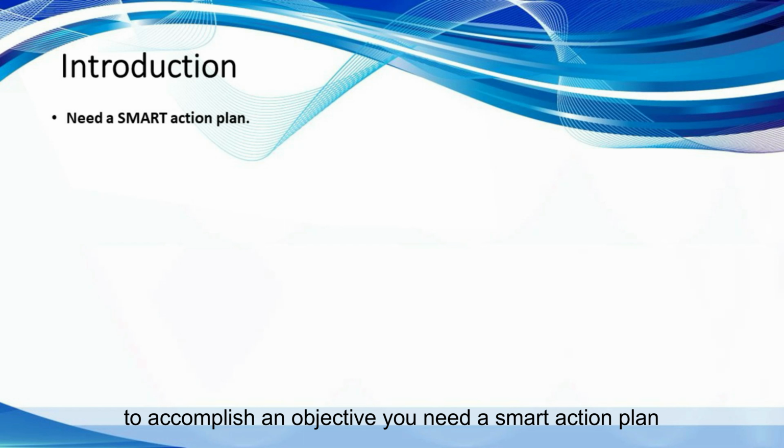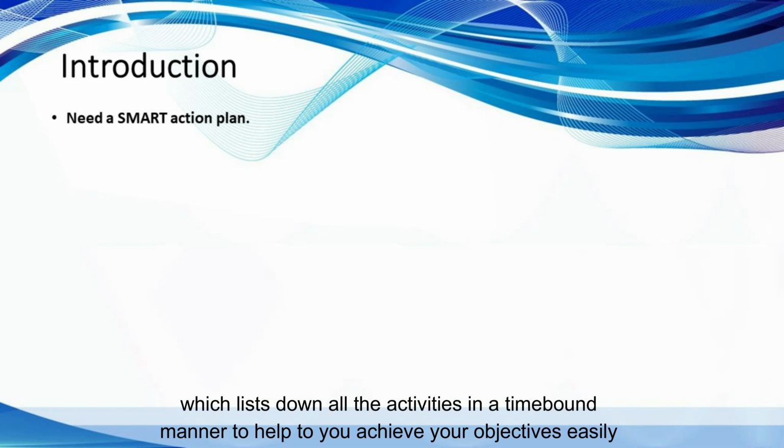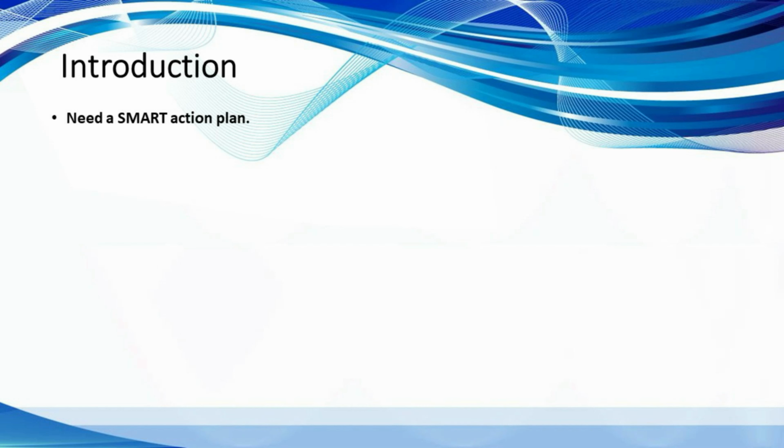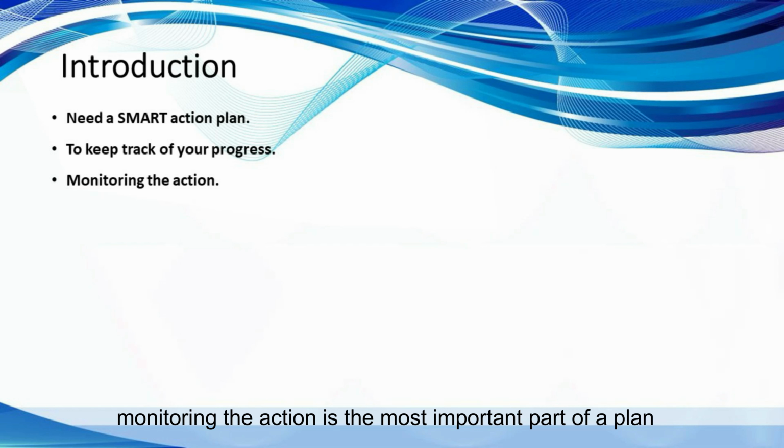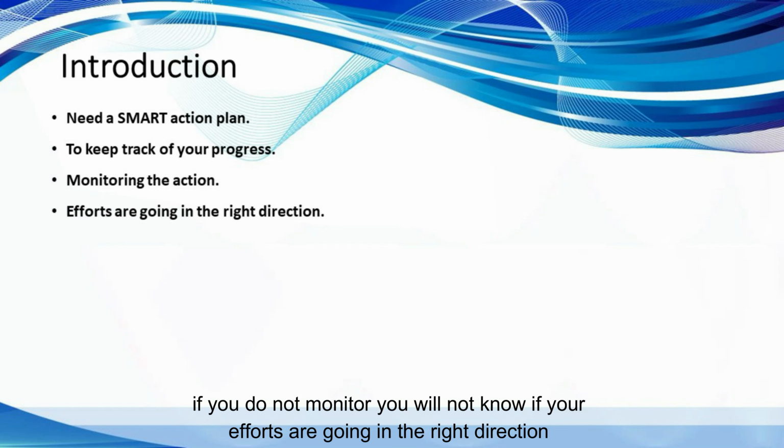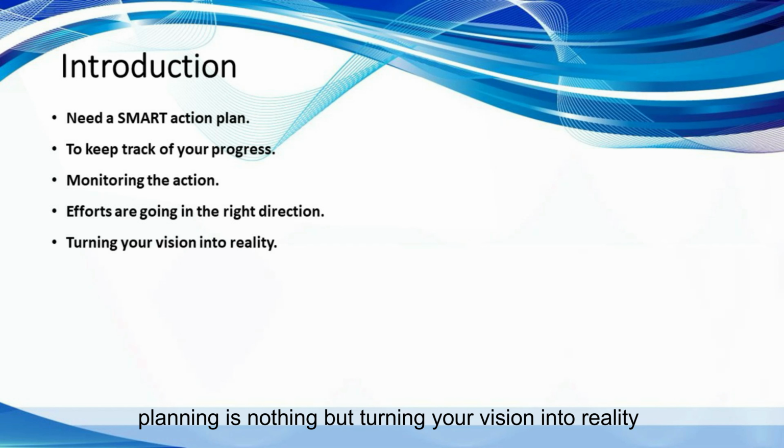To accomplish an objective, you need a smart action plan, which lists down all the activities in a time-bound manner to help you to achieve your objectives easily. But to know how you're doing, you need to keep track of your progress. Monitoring the action is the most important part of the plan. If you do not monitor, you will not know if your efforts are going in the right direction. Planning is nothing but turning your vision into reality.